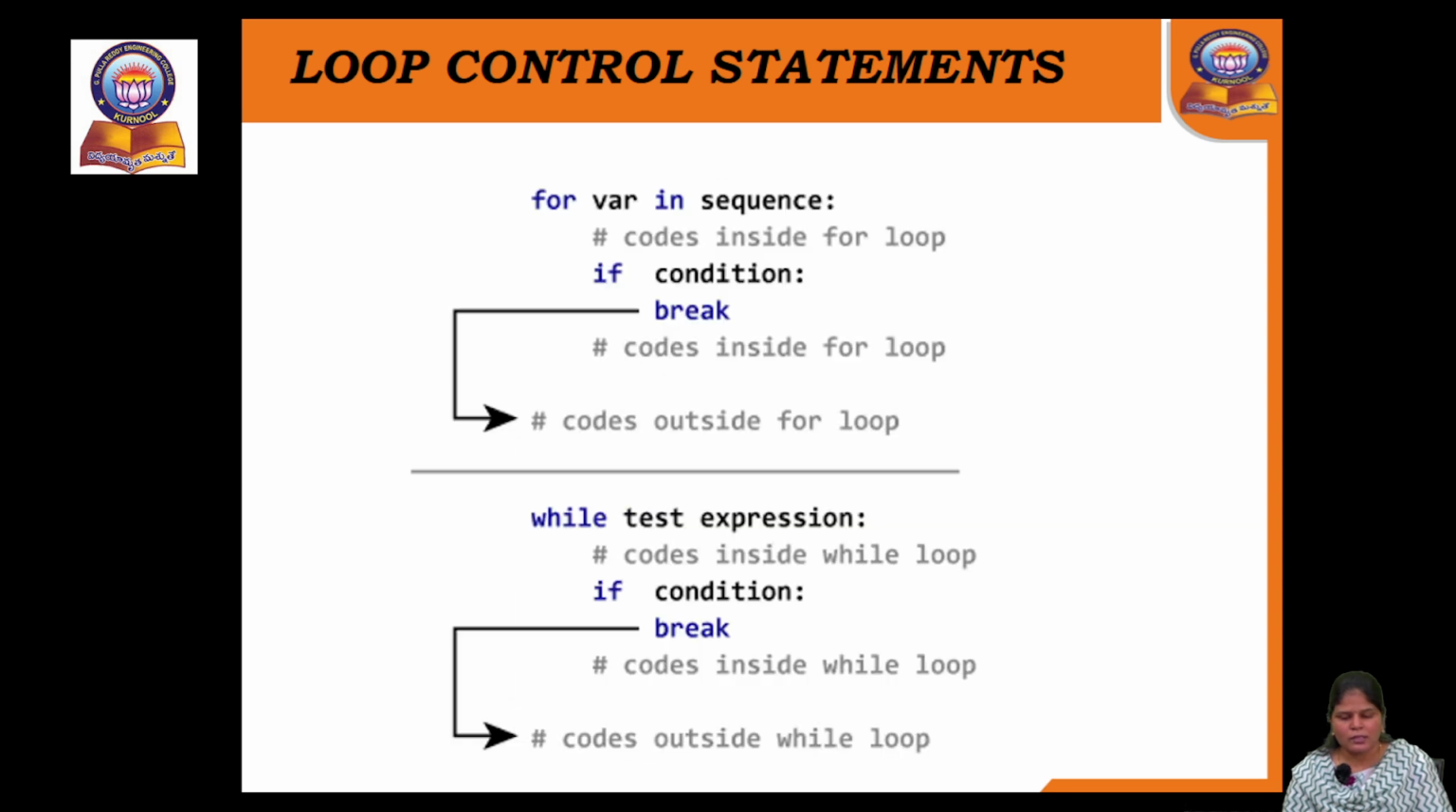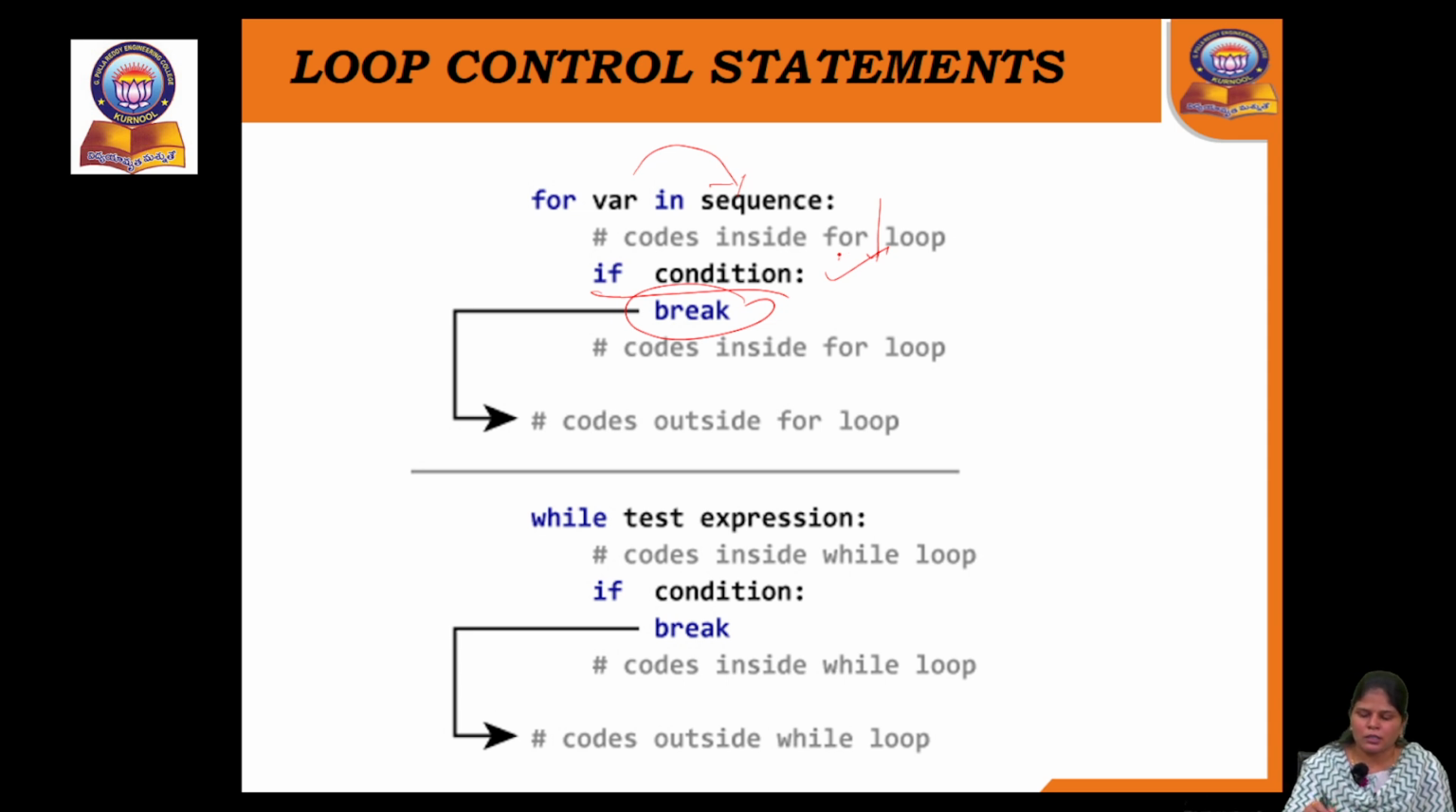Let us see a simple syntax, how we can use it in for as well as while. For var in sequence: var will be checked whether it is a member of the sequence or not. If it is a member, the condition is true, so we enter the loop, then we check another condition. If this condition is satisfied, we come out, exiting from the loop.